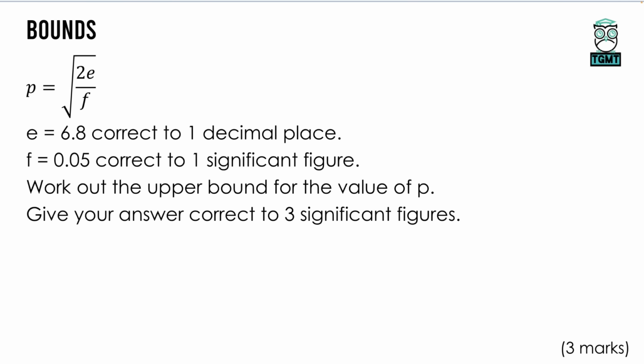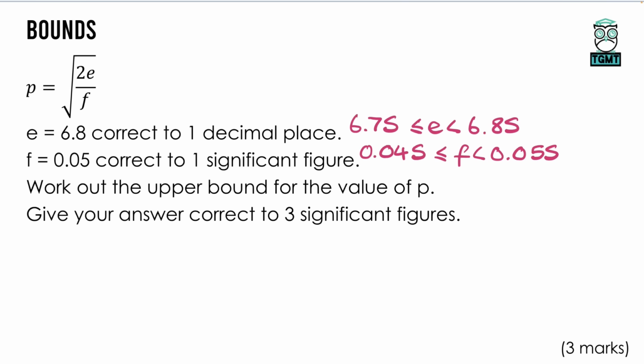So here, we have E is 6.8, correct to 1 decimal place, and using error intervals for that, E is therefore going to be between 6.85, adding that 5 on the end, and 6.75, and just dropping that down by 1 for the 8, and then sticking the 5 after it as well. For F, 0.05, not as nice actually to write the error interval for, but that's going to be 0.055 and 0.045. And there we go, there are our error intervals.